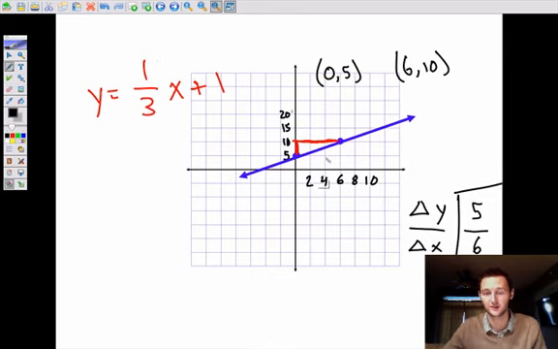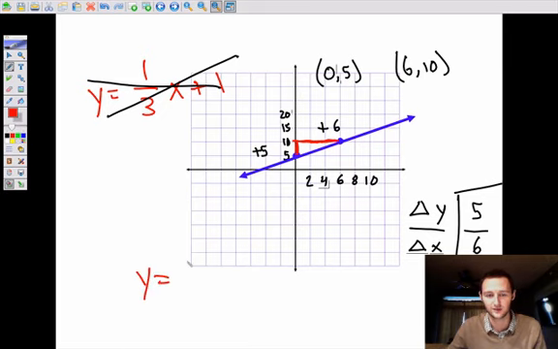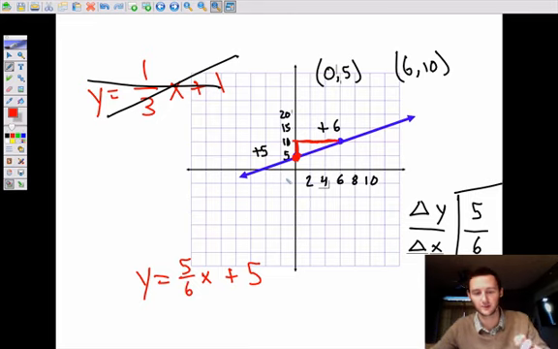So it's very, very important that you pay attention to how the axes are scaled, and what the coordinates are, and how much you are actually going up on the y-axis and how much you are actually going over on the x-axis. Because that's what's going to give you the accurate slope. So this is not the correct equation. The correct equation is actually y equals 5/6 x plus 5. We cross right there at 5. So please just double check.